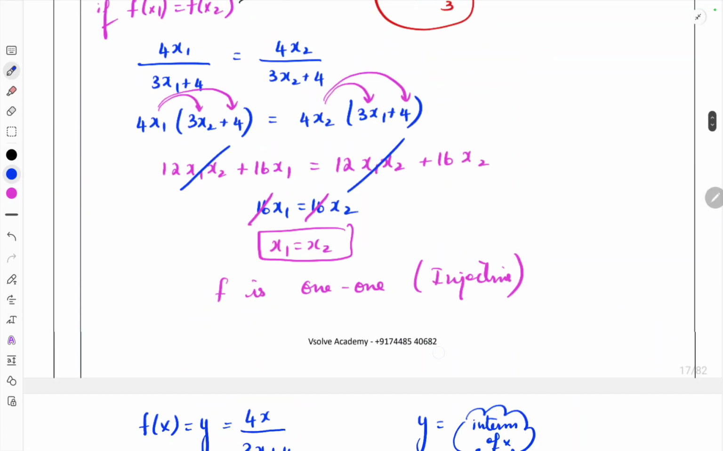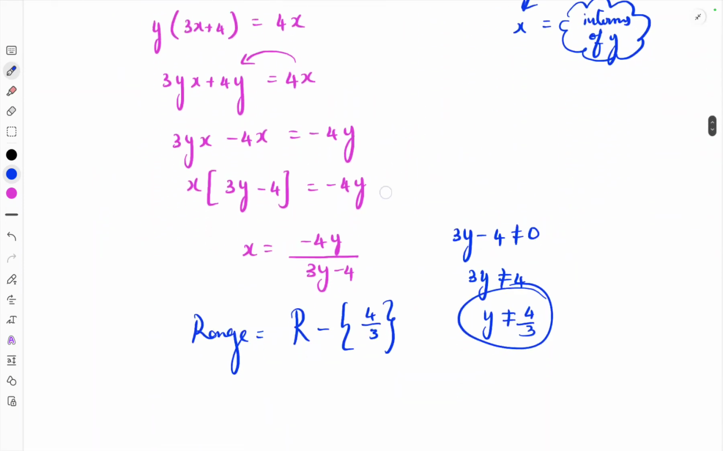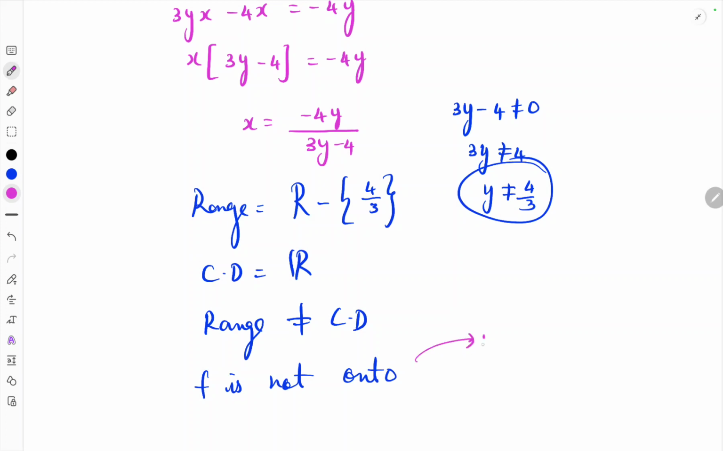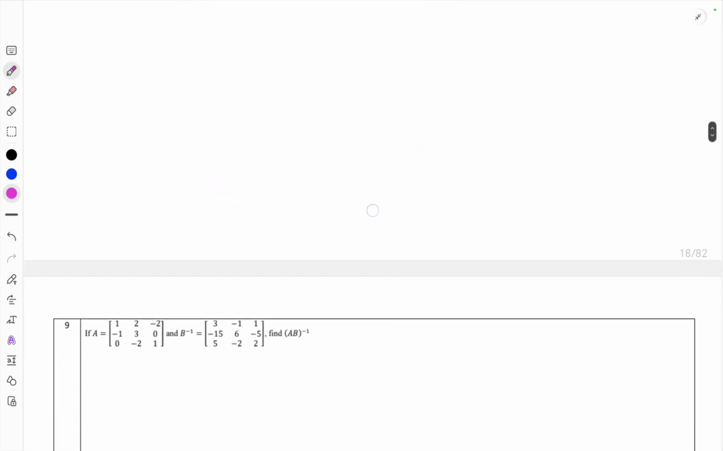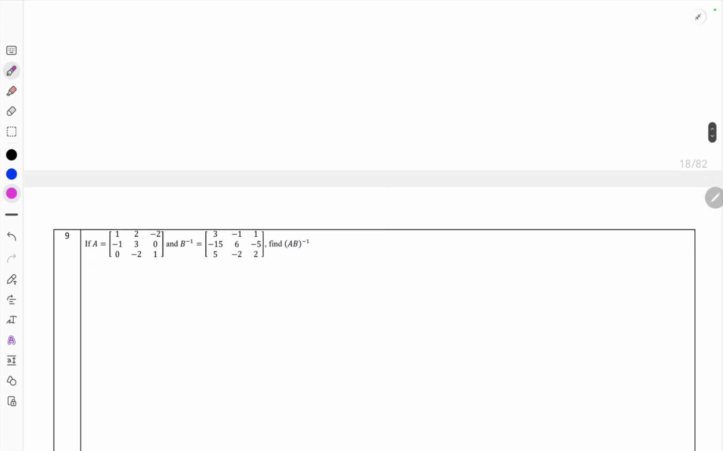But here the codomain, they have not given as all real numbers except 4 by 3. They have given all real numbers. So codomain is all real numbers. So which means we can say range is not equal to codomain. So f is not onto. If it is not onto, then it is into. If it is not 1 to 1, then it is many to 1. So from this we completed the relations and functions chapter. So next we can start matrices in the next class.